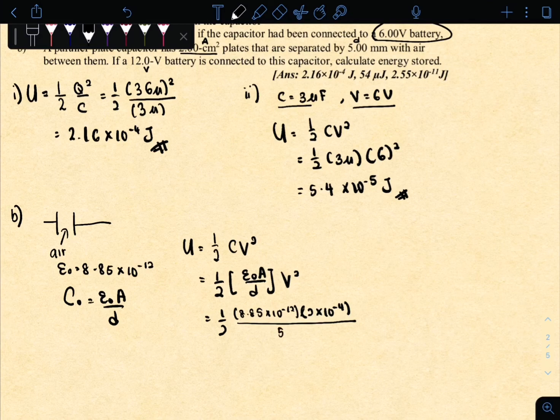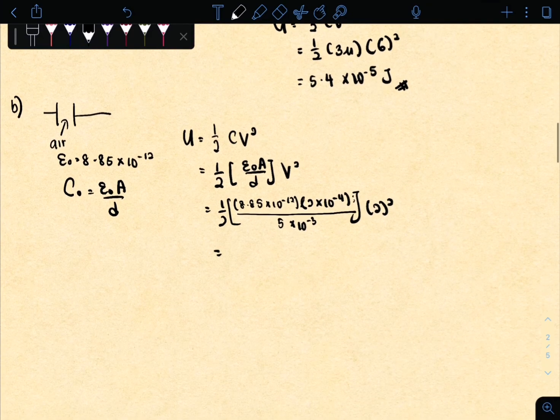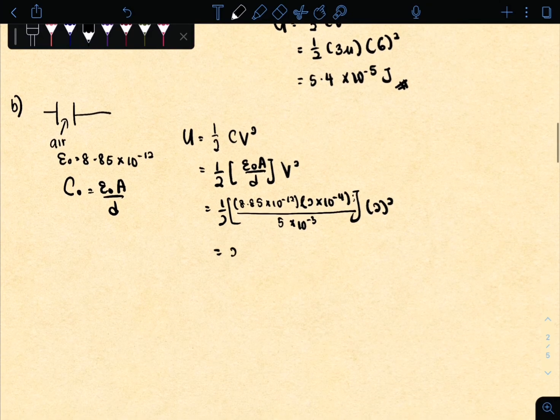then your D here is 5 mm, so 5 times 10 to the power negative 3, so the next one is your V squared. Tekan calculator, you will get the value of your U such as 2.55 times 10 to the power negative 11 joule.